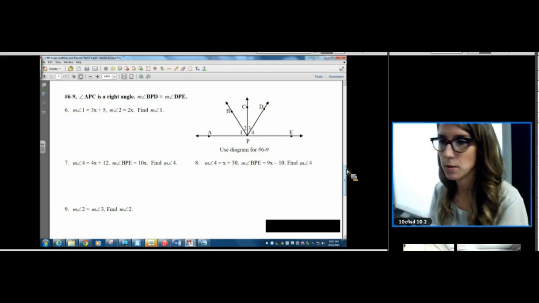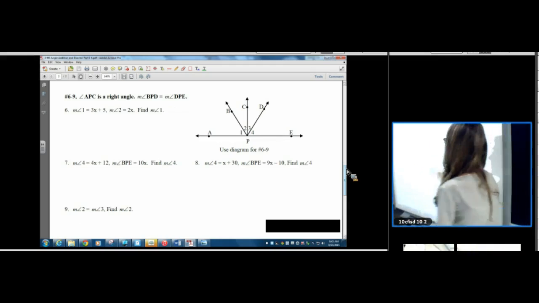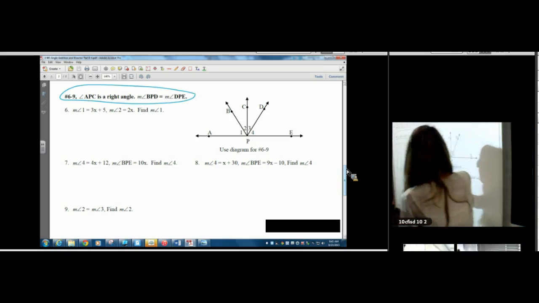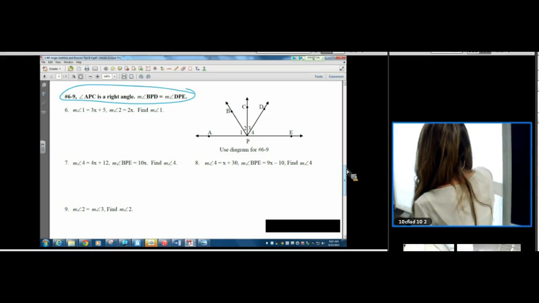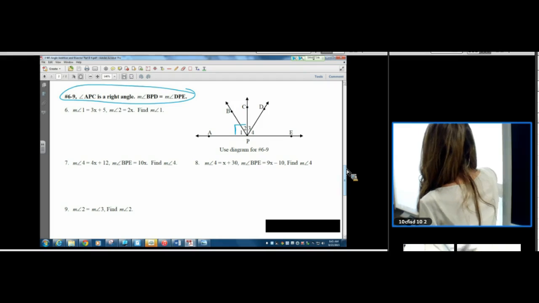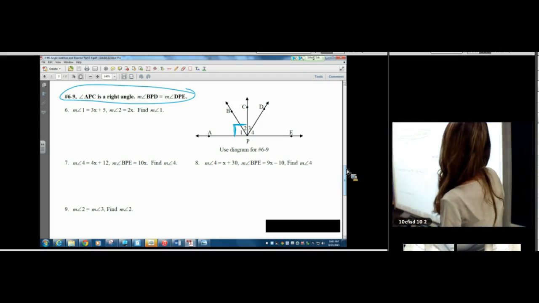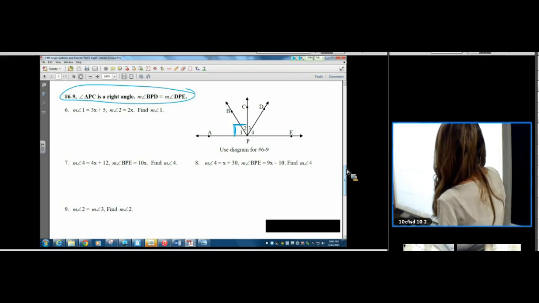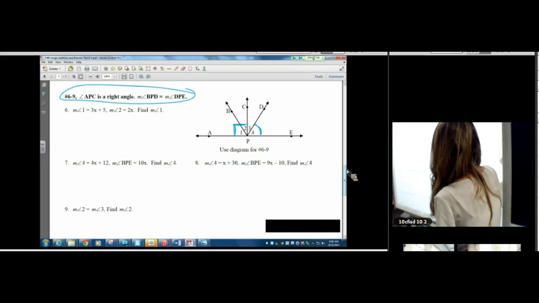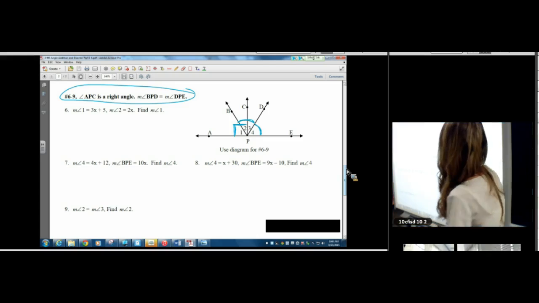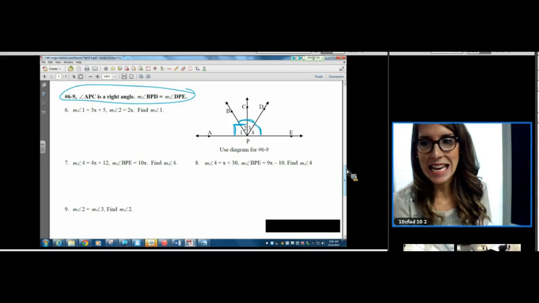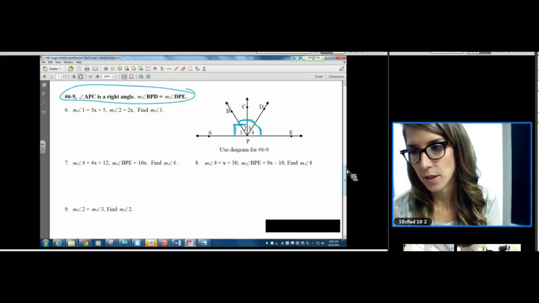Number 9 is a good one. Okay, let's first mark this information up here. APC is a right angle, so I'm going to put a nice large right angle marking. BPD is congruent to DPE, so I'm going to put an arc and an arc. So PD is an angle bisector.